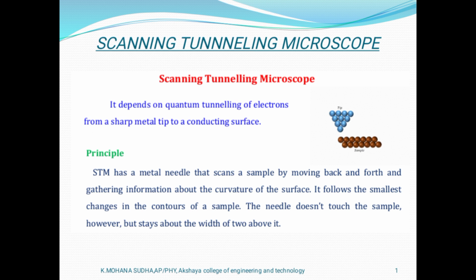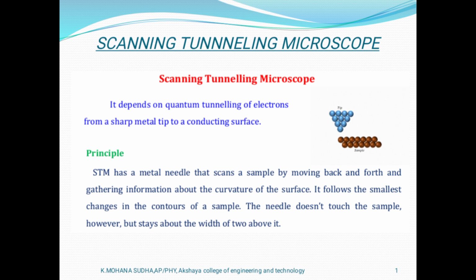In 1980, Gerd Binnig and Heinrich Rohrer invented a new type of microscope called the scanning tunneling microscope, STM. In this microscope, we can obtain images of electrically conducting surfaces on the atomic scale. That is, STM is used to observe surfaces atom by atom. The principle of the STM is the tunneling of electrons between the sharp metallic tip of the probe and the surface of a sample.